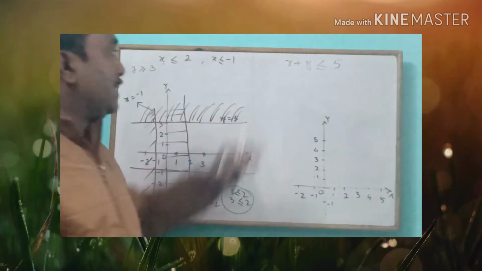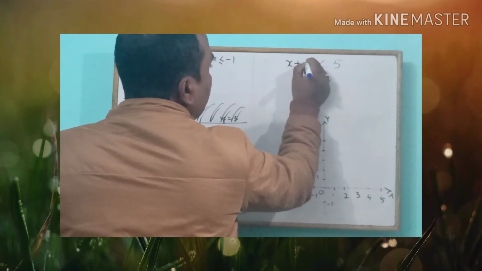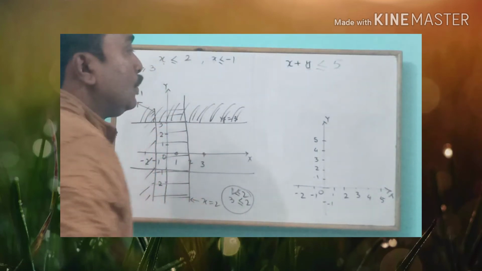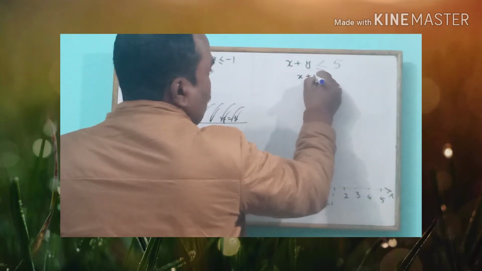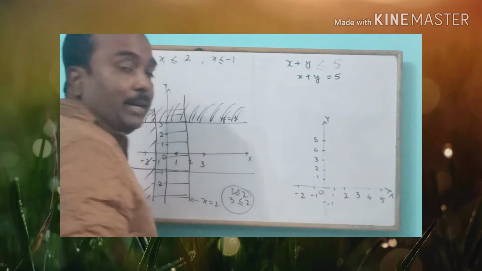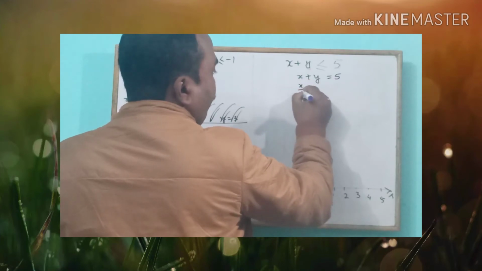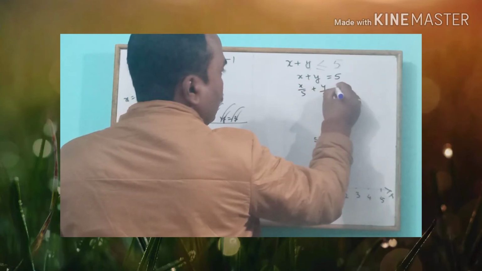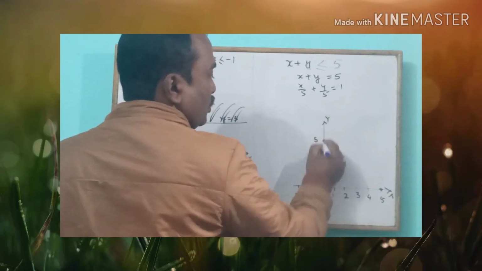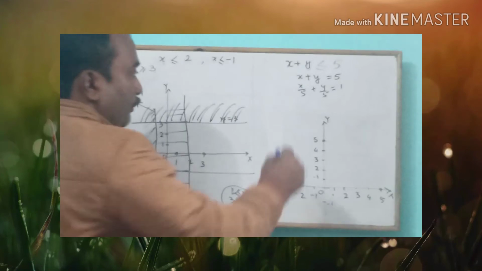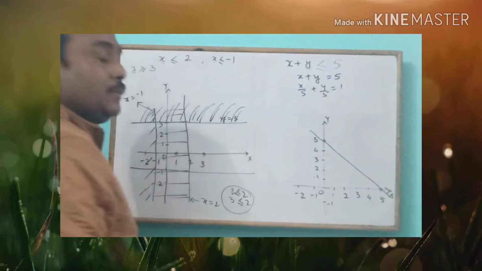Now let us come to this. When we have two variables, x plus y less than or equal to 5. Let us consider this as x plus y equal to 5. This is the equation of a straight line. Writing it in intercept form, x by 5 plus y by 5 equal to 1. So x intercept is 5, y intercept is also 5. Now if I draw the straight line, I get this.